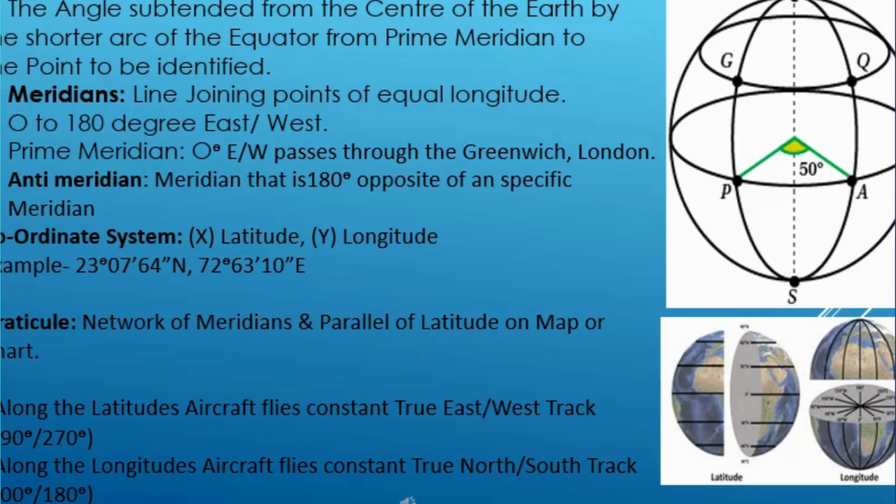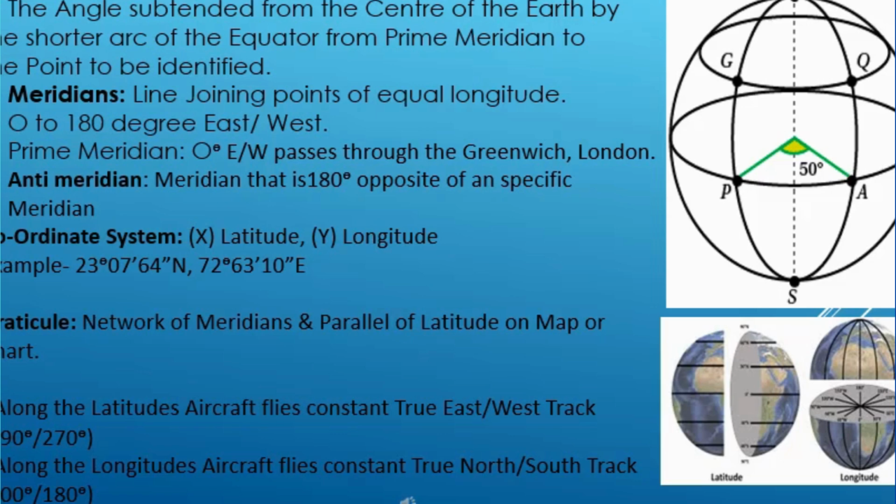After that, we have the anti-meridian. The meridian that is 180 degrees opposite of any specific meridian is known as the anti-meridian. So let's take an example of 010 east. The anti-meridian would be 170 degrees west.